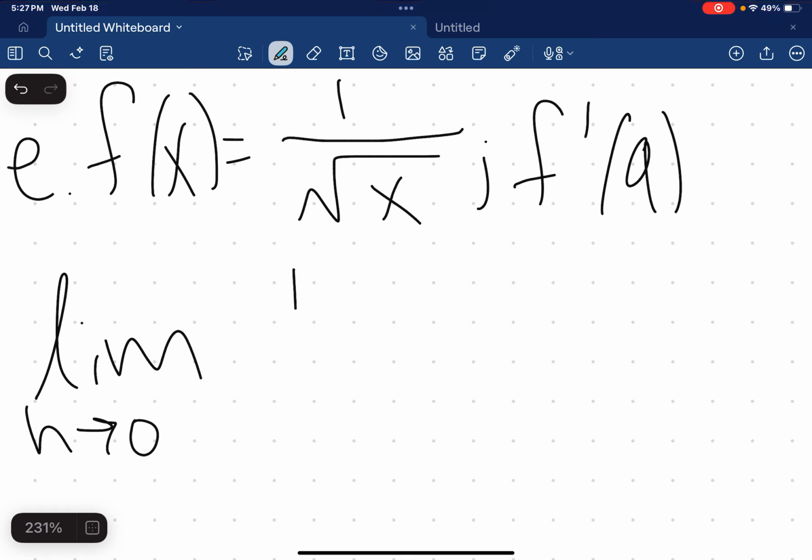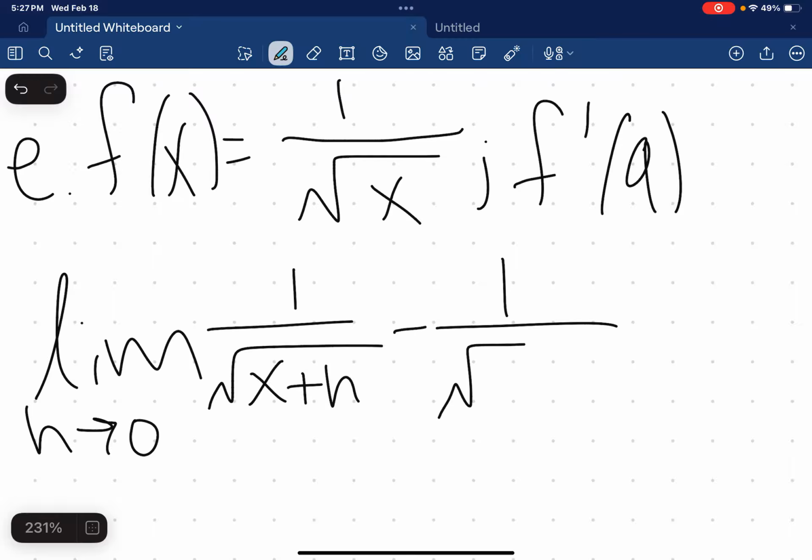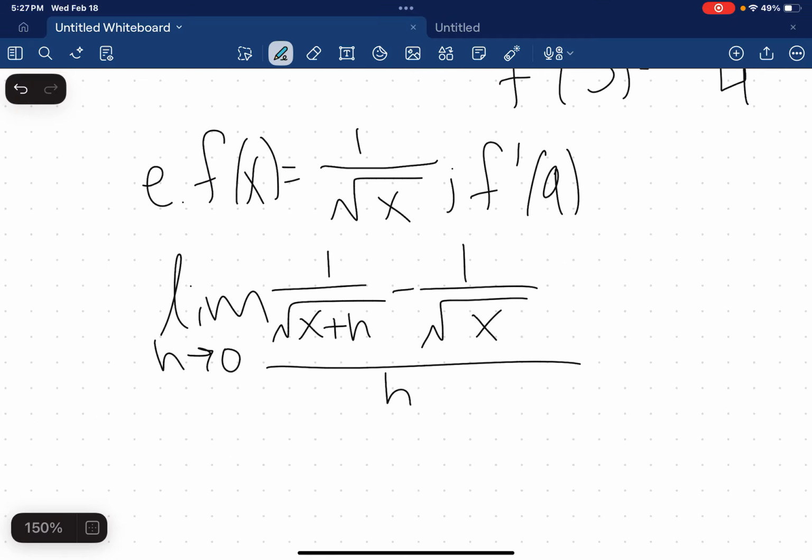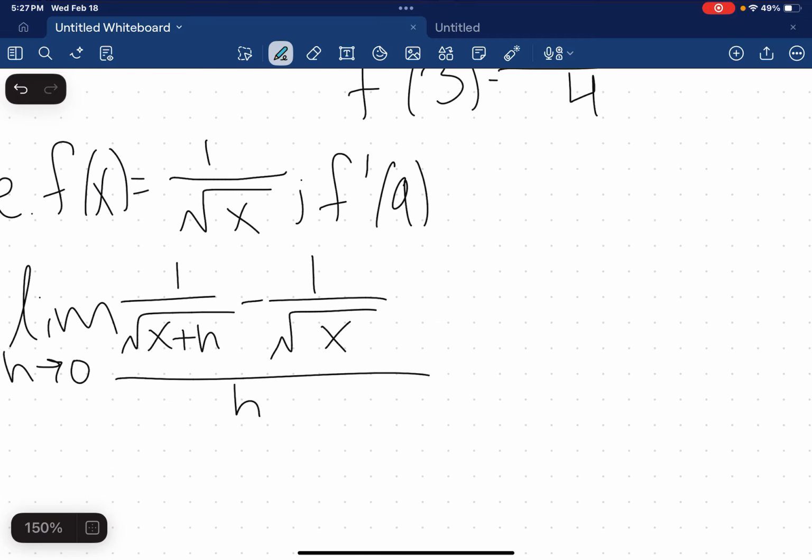We're going to get 1 divided by, that's 1 big divided by sign, root x plus h minus 1 divided by root x over h. And once again, let's start off with the numerator. First thing we need to do is combine like terms. So multiply the left.